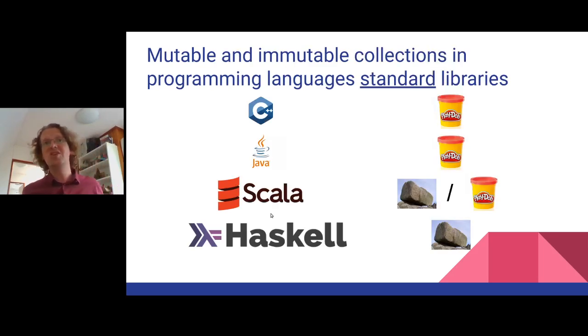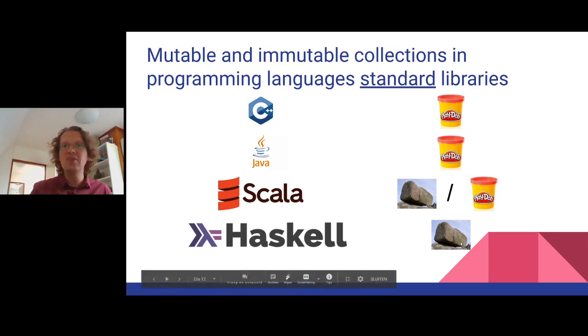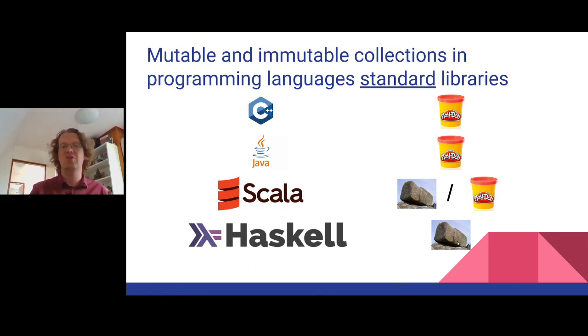So that's how it works in Scala. In other programming languages, it differs a bit. Typically for imperative programming languages like C++ and Java, the default is to have mutable data structures. In Scala, you can have both. In Haskell, by default, everything is immutable, so also the standard data structures. All right.